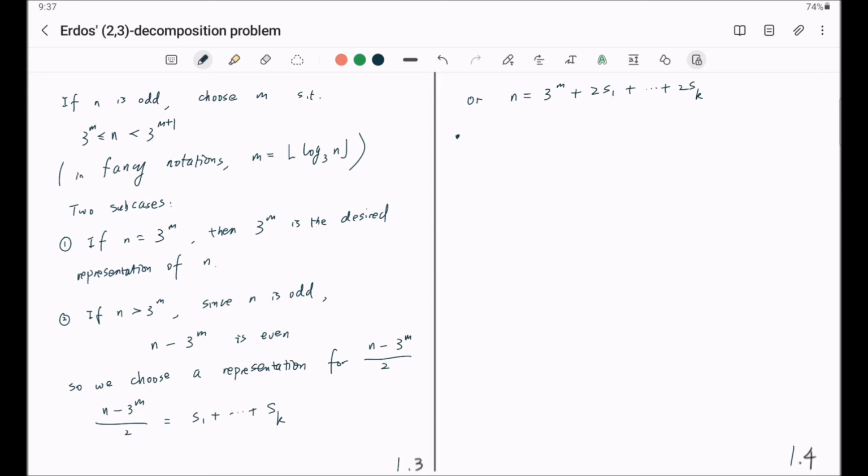Now, here are some quick observations. Clearly, none of 2s1 through 2sk divide each other by this representation. This is by the induction hypothesis again. We are using the induction hypothesis on this number, which is smaller than n. Also, none of them divide 3 raised to the power m. This is because simply 2 doesn't divide 3 raised to the power m. So 2s of i will not divide 3 raised to the power m as well.